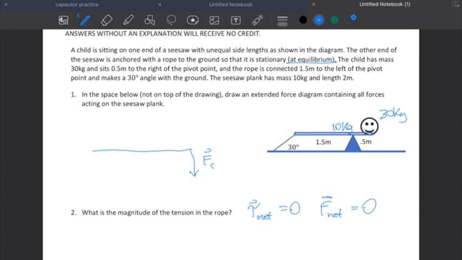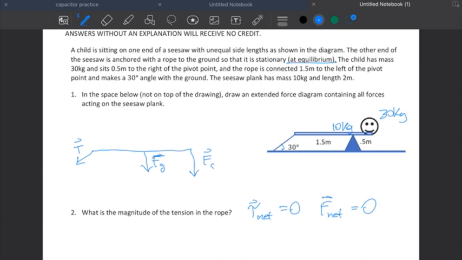We also just have gravity acting on the seesaw itself, on the plank. So that'll be right at the center of mass. So halfway through, we'll get some Fg. So that's the force of gravity acting on the seesaw plank itself. And then finally, we have the tension force, which acts at the far left and points down to the left like this. And we know that the angle that the rope makes with the ground is 30 degrees.